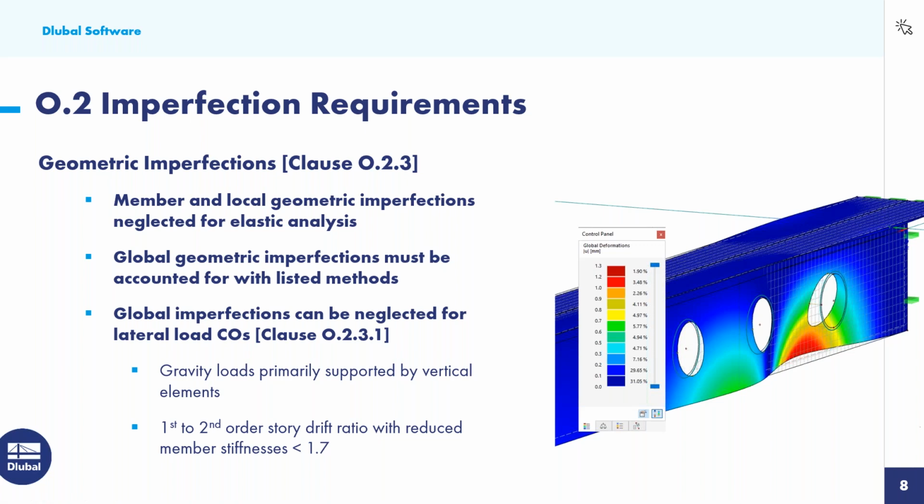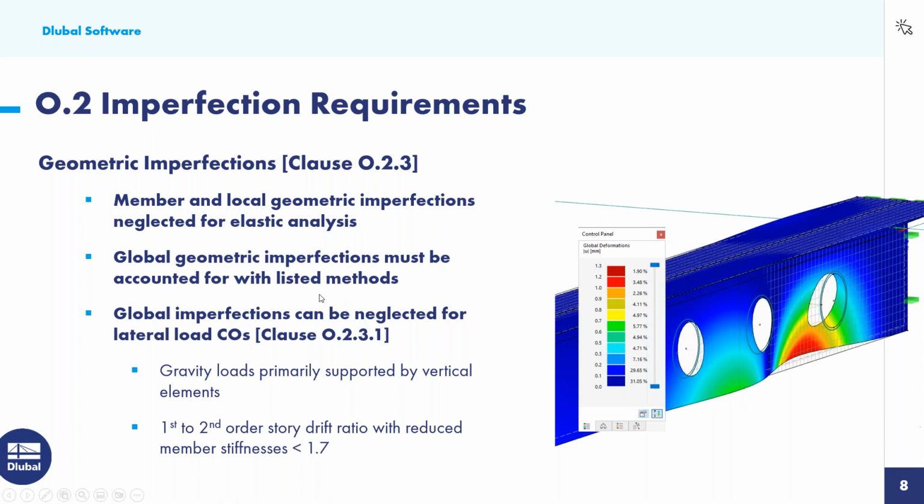So perhaps we convert the 1D member into 2D surfaces for an FEA analysis, and we directly modify the FE mesh to consider topics like manufacturing defects. Well, when we're designing according to Annex O, we can actually neglect these. Rather, we're concerned with global geometric imperfections, and there's a couple listed methods for these.